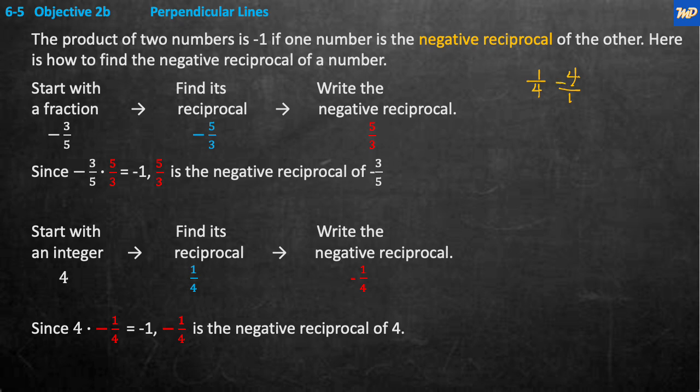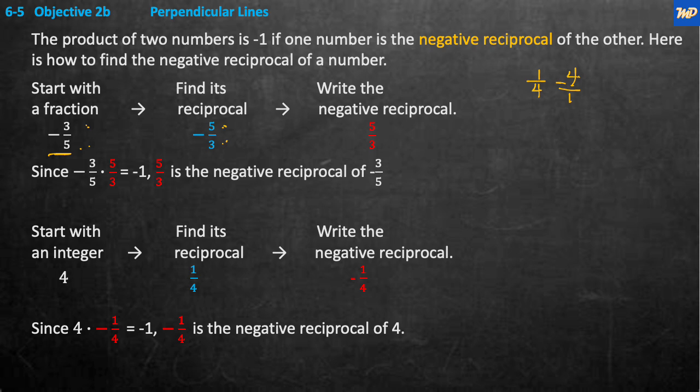Okay? So let's look at what it says here. It says, here is how to find the negative reciprocal of a number. Start with the fraction -3/5. And then we're going to find its reciprocal, which is -5/3, right? We flipped it. The 5 went to the top and the 3 went to the bottom. And then write the negative reciprocal. Since it was -5/3, the negative of a negative is a positive 5/3. That's simple. Since -3/5 times 5/3 is equal to -1, 5/3 is the negative reciprocal of -3/5. Kind of what we've been saying here now.